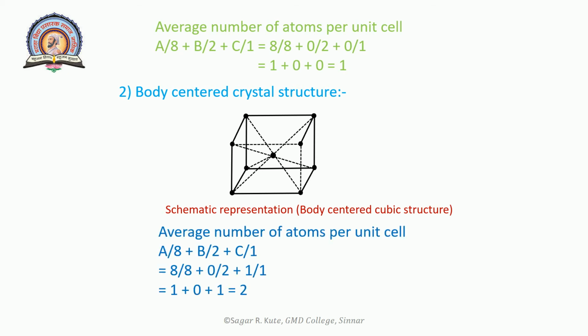Now the average number of atoms per unit cell will be A divided by 8 plus B divided by 2 plus C divided by 1, that is equal to 8 divided by 8 plus 0 divided by 2 plus 1 divided by 1, that is 1 plus 0 plus 1 is equal to 2. Therefore the average number of atoms per unit cell is 2. This type of crystal structure is found in metals like lithium, sodium, calcium, etc.